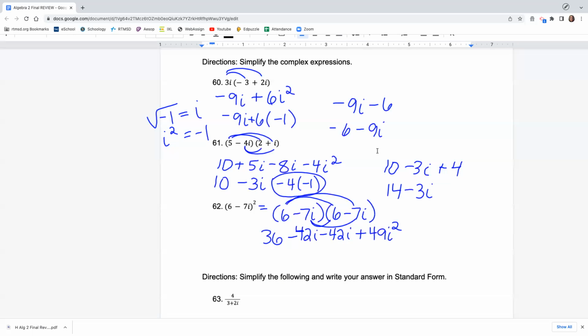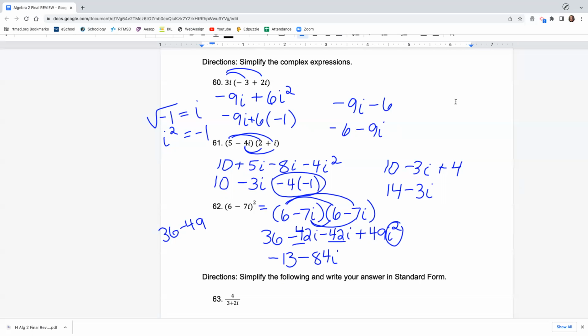All right, well, i squared we know is -1. So I really know that that's 49 times -1. It's going to be a minus 49 at the end. So it's really going to be 36 minus 49 as the constant numbers. That's -13. And then combining these together, that's going to be -84i.